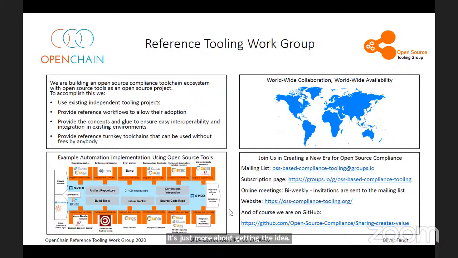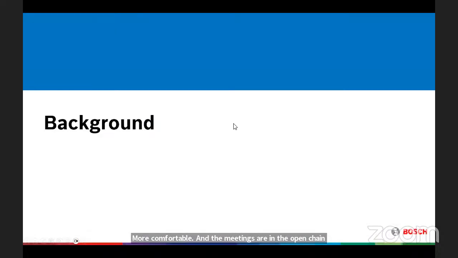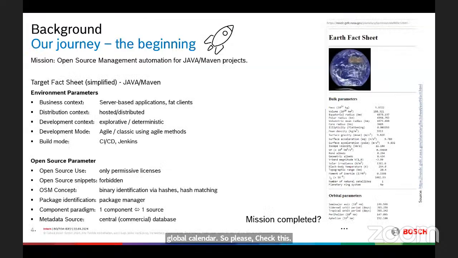And also, everyone is welcome to our Wednesday meetings. So first and third Wednesday, we have our meetings in the tooling group, where you can also ask us details. The first meeting on Wednesday is in the morning. The other one, the third Wednesday, is in the afternoon, at least for Central Europe, so that we can have the US and the Asian, Japanese colleagues in their time zone more comfortable. And the meetings are in the OpenChain global calendar. So please check this.